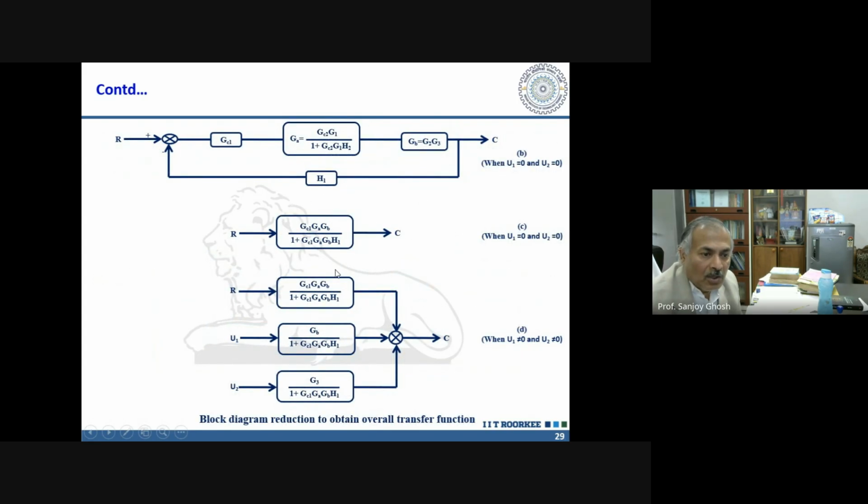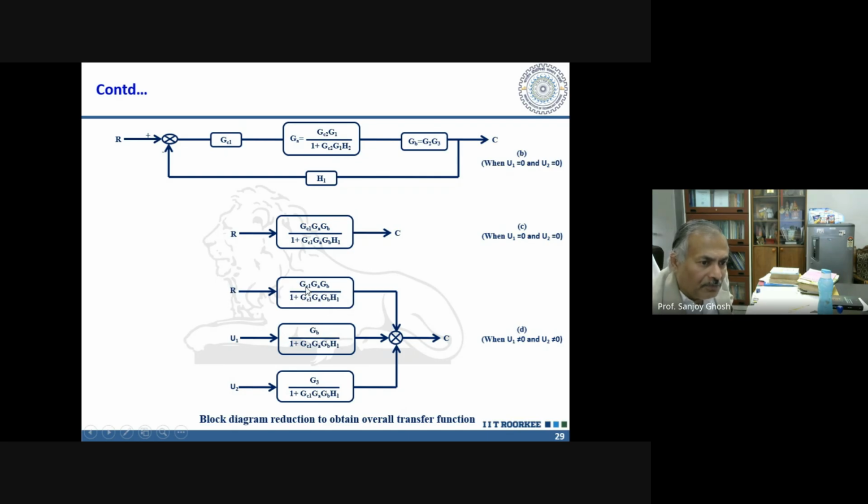And then H1 is. Look at how C will be affected. C will be affected if there is a change in R, or a change in U1, or a change in U2. There are two disturbances. So any disturbance change will affect the final output C, and a change in the set point will too. So how will it look? This is the first one: GC1 GA into GB divided by this whole thing, and the bottom one is the same for all. Upper में difference है.